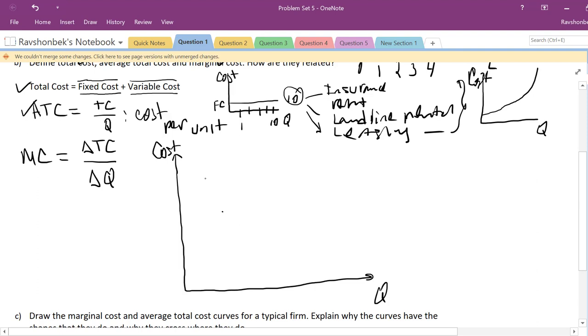Maybe we start with the U-shaped average total cost. Yeah, this is the kind of average total cost. But marginal cost goes like this. Marginal cost. And notice what happens here. It crosses the average total cost curve right in the middle at the lowest point. This is the lowest point, let's say.